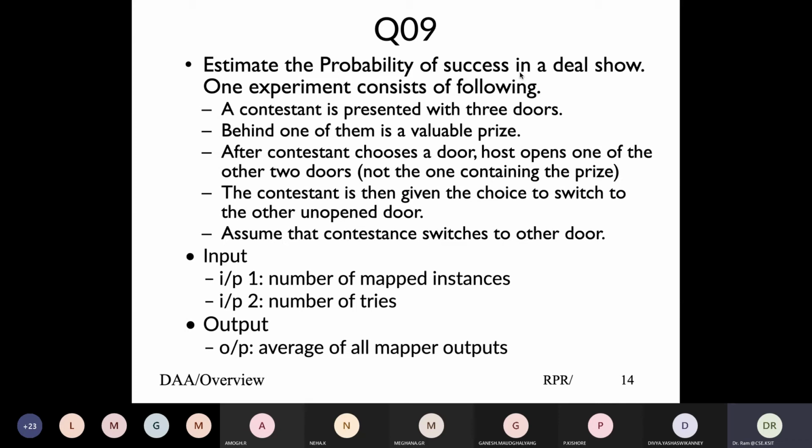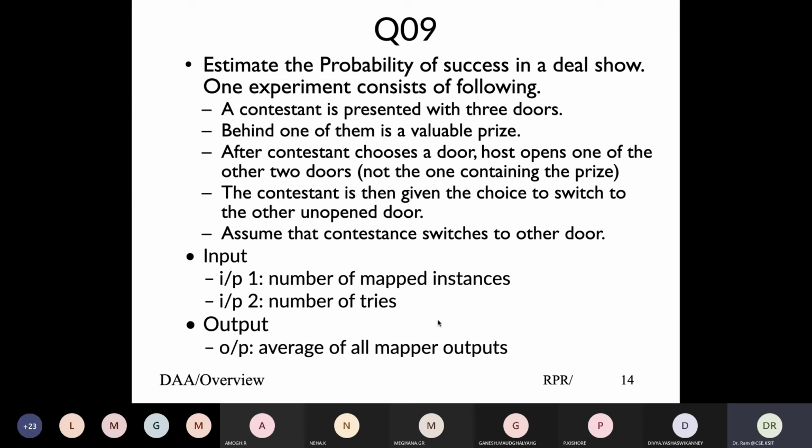Now the game host opens a door which doesn't have a prize. So if there's a prize behind door 2 and the contestant chooses door 1, the game host will open door 3 and say, look, door 3 has no prize. And the game host now asks the contestant, do you want to stick to your decision or do you want to change the decision? So all we want to find is the probability of success if the contestant changes the decision or does not change it. Because the game host is showing one door which doesn't have a prize, intuitively you think the prize has to be either behind door 1 or door 2, so it should be 50%.